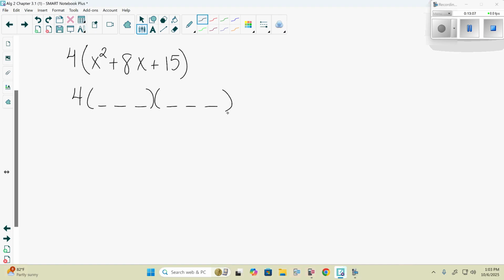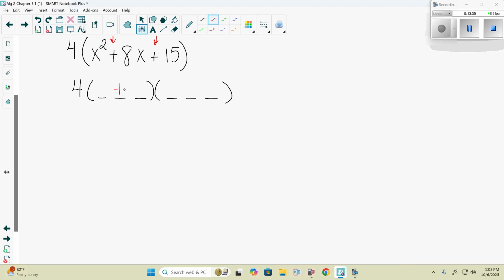Since that took care of step 1, we can move on to step 2. Our 2 sets of parentheses with 3 spaces. If the third term is positive, the signs are the same and match the sign of the middle term. If the third term is negative, the signs are opposite. So here the third term sign is positive. So the signs are going to be the same and match the sign of that middle term, which is also positive. So that's plus and plus.